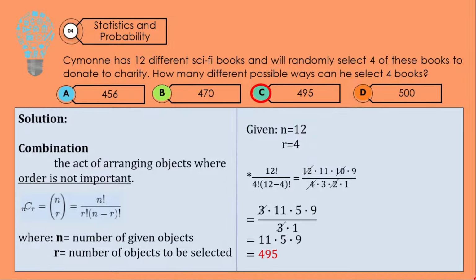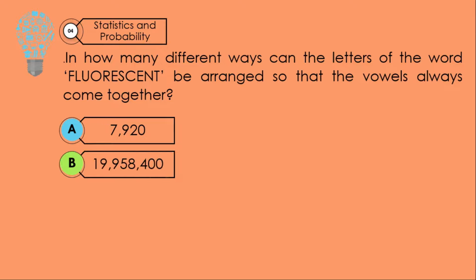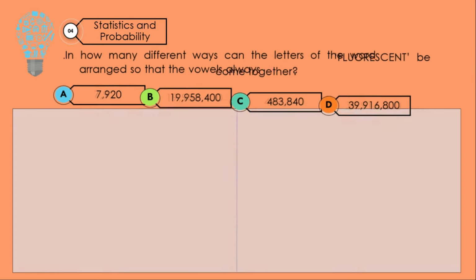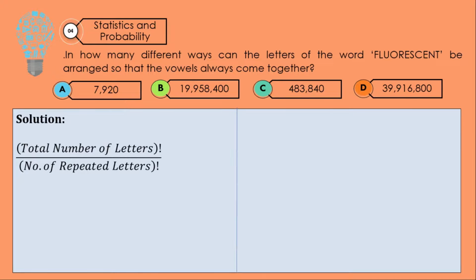For our last problem in this topic, in how many different ways can the letters of the word fluorescent be arranged so that the vowels always come together? A. 7,920, B. 19,958,400, C. 483,840, D. 39,916,800. This problem is all about arrangement of letters, and we can use this formula to solve the problem.